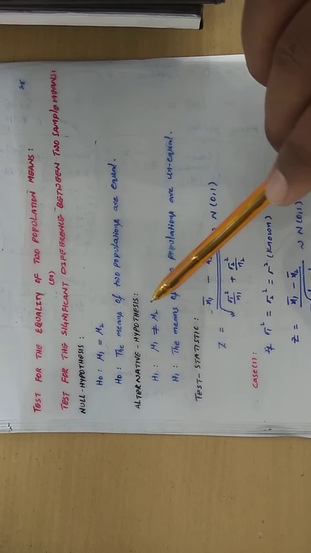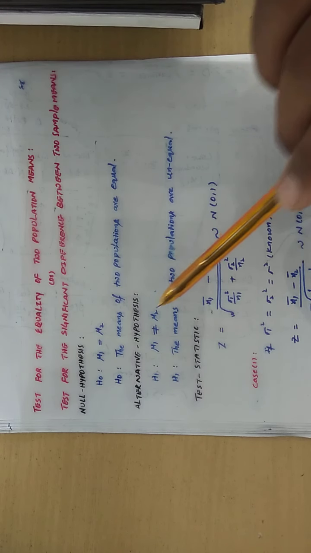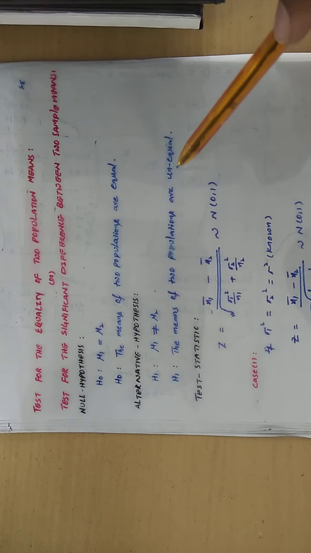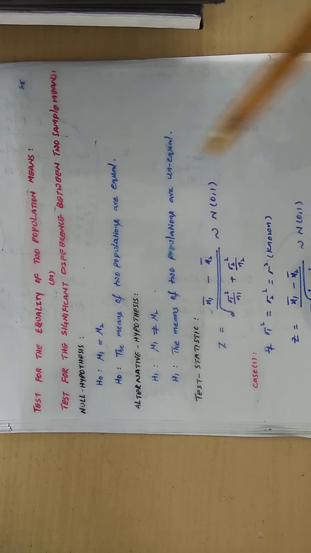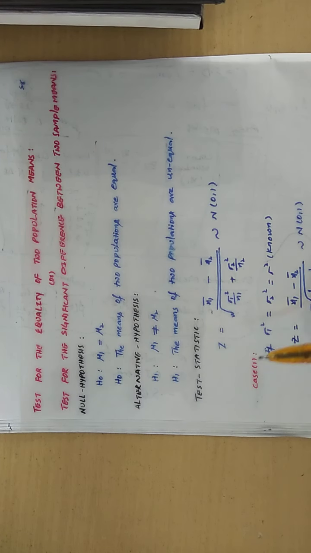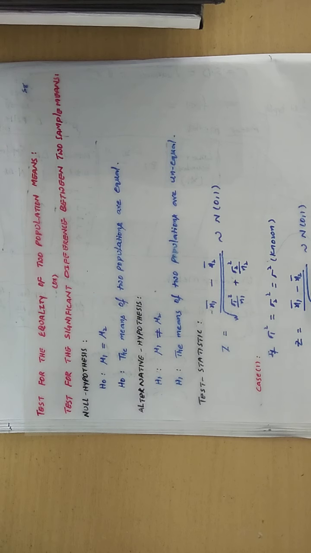What is the alternate hypothesis notation form and verbal form? Unequal. So not equal, unequal, both are the same. What is the formula? Test statistic. Z is equal to x1 bar minus x2 bar by under square root of sigma 1 square by n1 plus sigma 2 square by n2, which follows N(0,1).